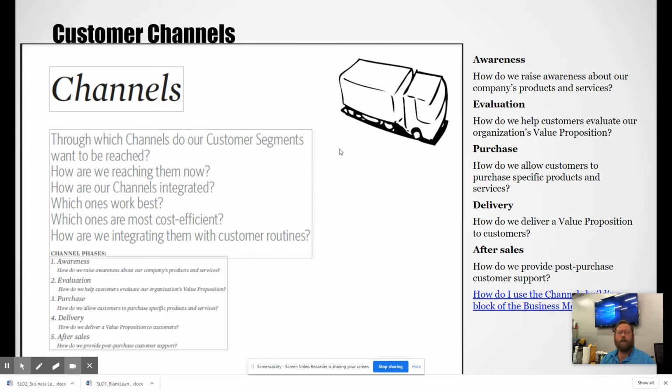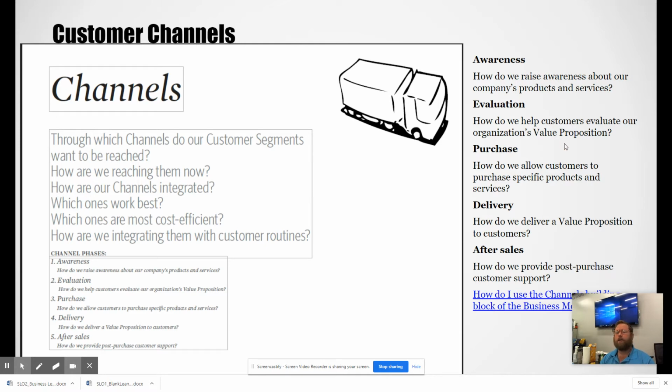And how do we integrate this with customer routines? And if you see this, guys, it talks about awareness, evaluation, purchase, delivery, and after sales. So it deals with all of those facets. Awareness is how do we let people know sometimes about our product, which also kind of deals with customer relationships. When we talk about that here in a second, how do we acquire? How do we keep? How do we grow? How do we build these relationships?